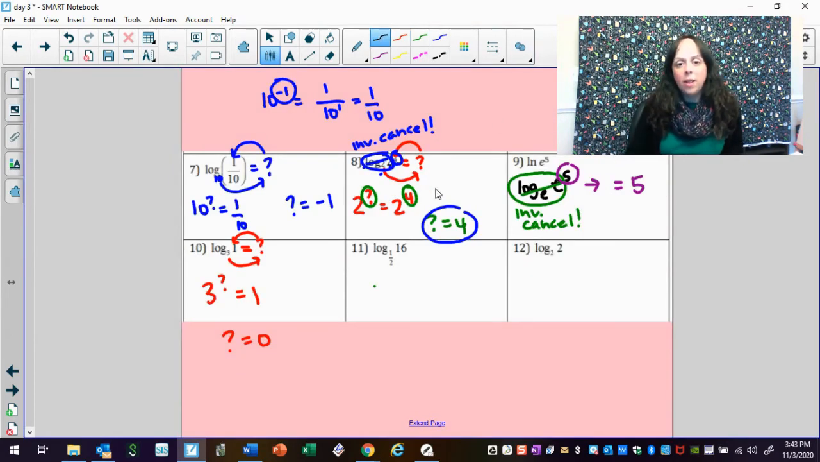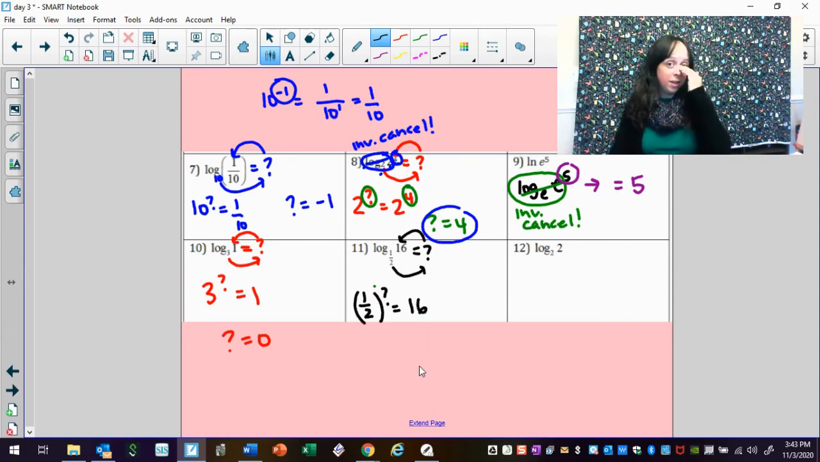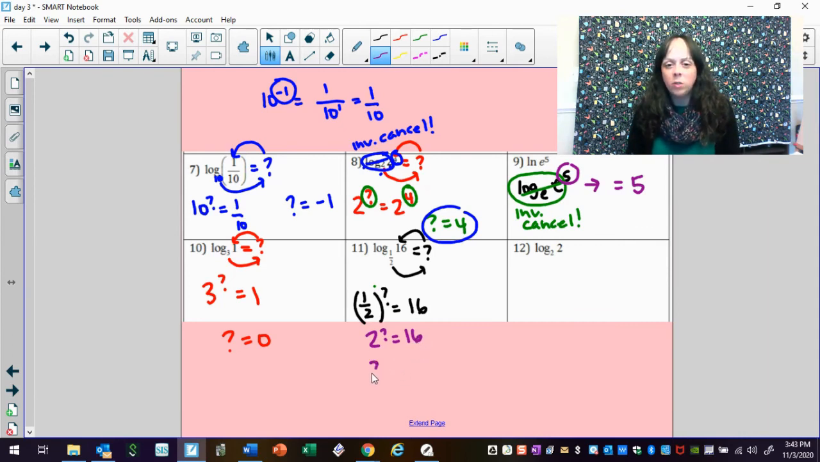All right, going back to number 11. Ooh, 1/2 to what power is 16? That's going to make your brain think a little bit. Let's see. How do we think about that? What if it was just 2 to a power? 2 to what power would give me 16? Do you know that power? That would just be 2 to the 4th, right?